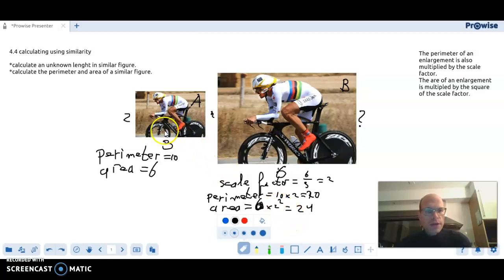I would like you to calculate the perimeter and the scale factor. So that's the question. If this number is not given, and this number is 5, what is then the perimeter of the enlargement, and what is the area of the enlargement?